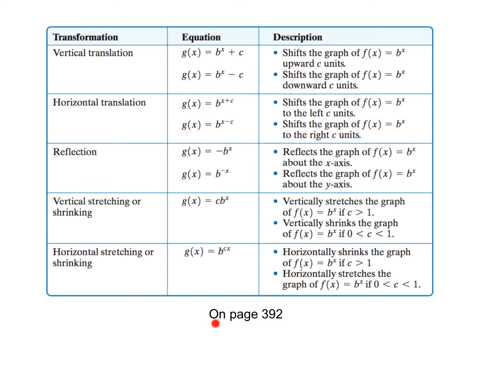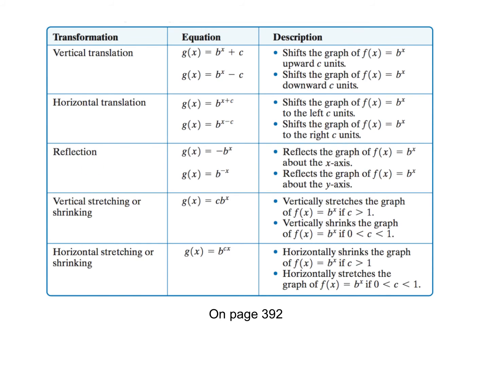Alright, this information is all on page 392 if you want to copy it down, but this helps us look at translations of any exponential function. So if you notice in this first set, the plus c and the minus c are outside of this little base with the exponent. When that's the case, it's a vertical translation, and plus c shifts it upwards, negative c shifts it downwards. When the c is up with the exponent, it's a horizontal translation, where plus c shifts it left, negative c shifts it right.